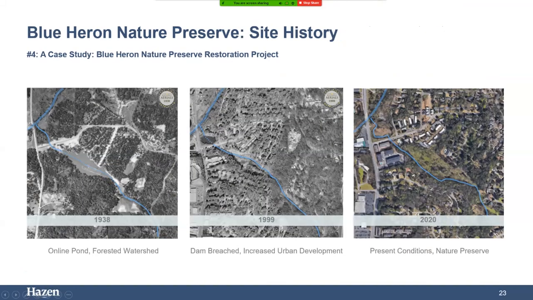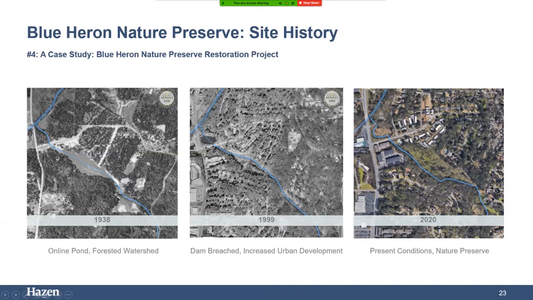Our particular project site has seen quite a bit of history. We've been moving and pulling and pushing our streams in all sorts of different ways, making them do all sorts of different things, and this particular site's no different. So early on, in the early 1930s, the stream was actually dammed. This was an active mill pond that effectively produced a product for sale.